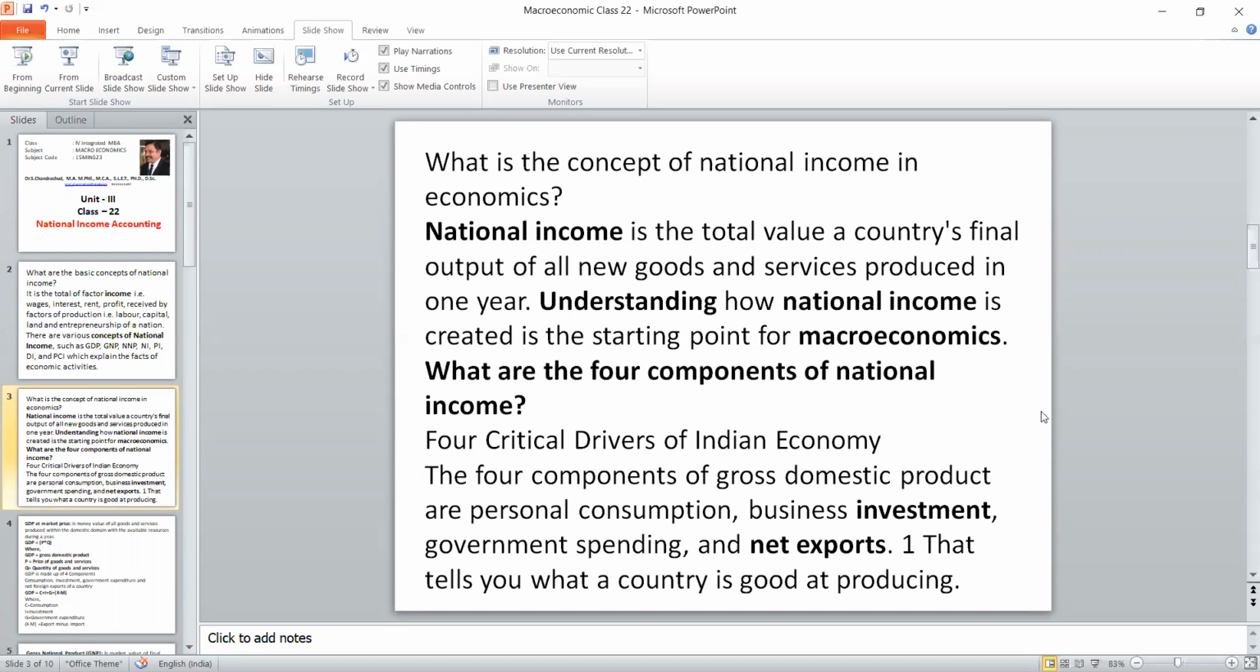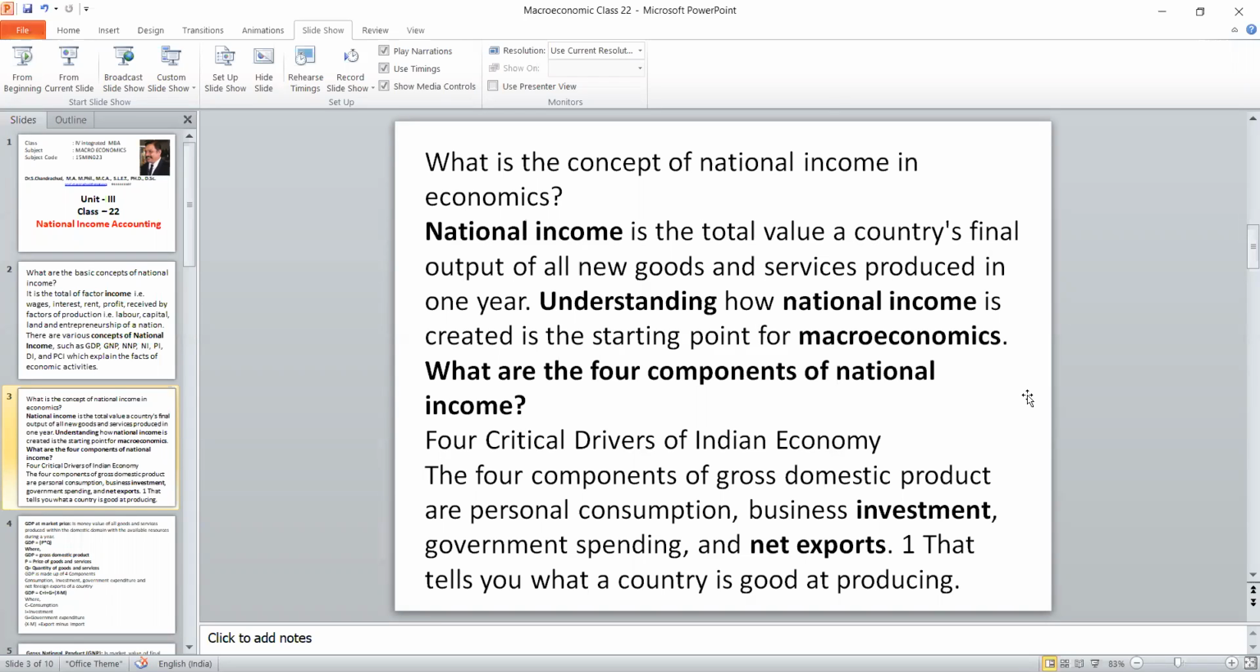Then we have to say what are all the 4 components of national income. It is nothing but the 4 sector model that you have to say. The 4 critical drivers of the Indian economy: we should say the gross domestic product comprises personal consumption, business investment, government spending, and net exports. Net exports are the difference between exports and imports. So what are the 4 factors? Household, business, government, and foreign sector. So these 4 are the components of national income accounting.